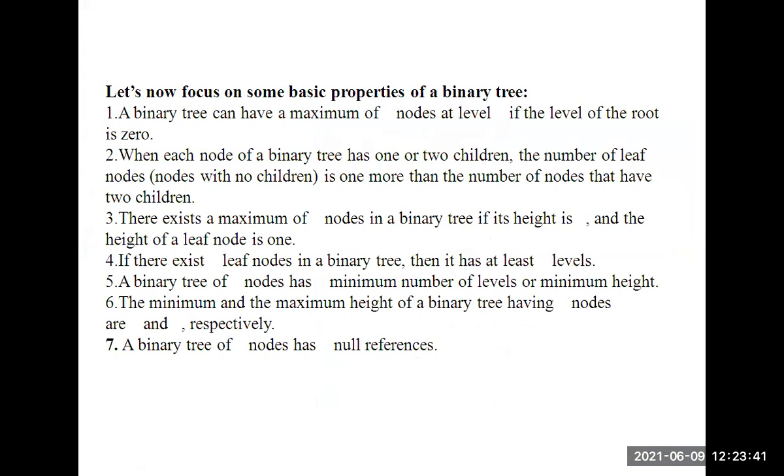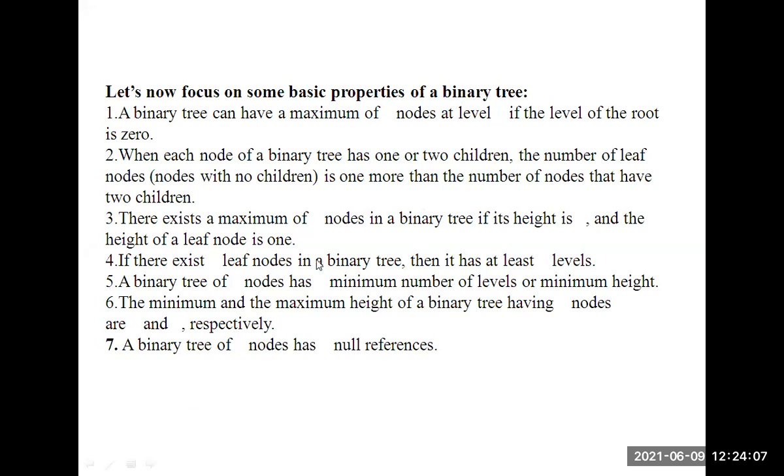A binary tree has a maximum of nodes at level i if the level of the root node is 0. Okay, these are the properties.